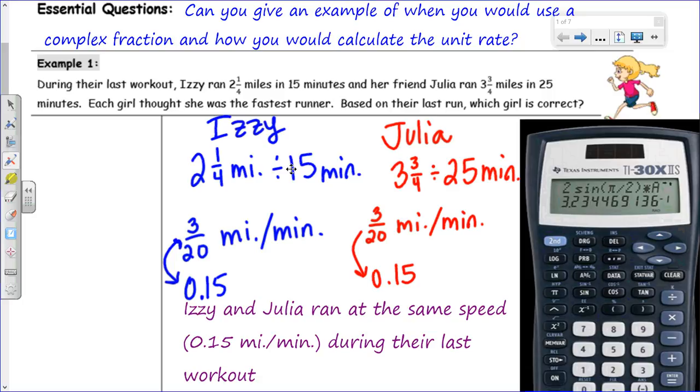Whichever order you divide, that's the order that your labels are. So miles divided by minutes means that your answer is miles per minute.